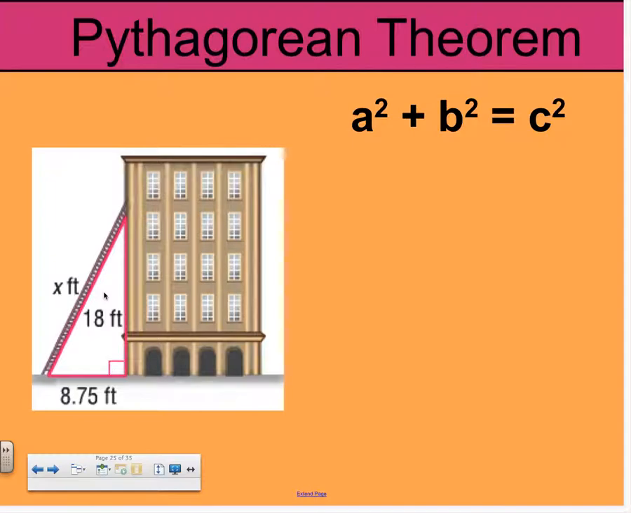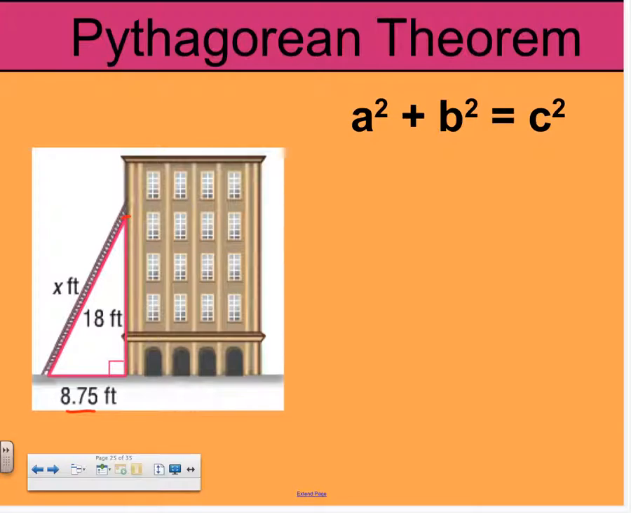So in this first situation, as you can see in the picture, we have a ladder leaning up against a building. Now, the ladder reaches 18 feet high up on the building. It is 8.75 feet away from the base of the building. We want to know how long is the ladder. Well, believe it or not, we can use the same strategy we used in the previous lesson.